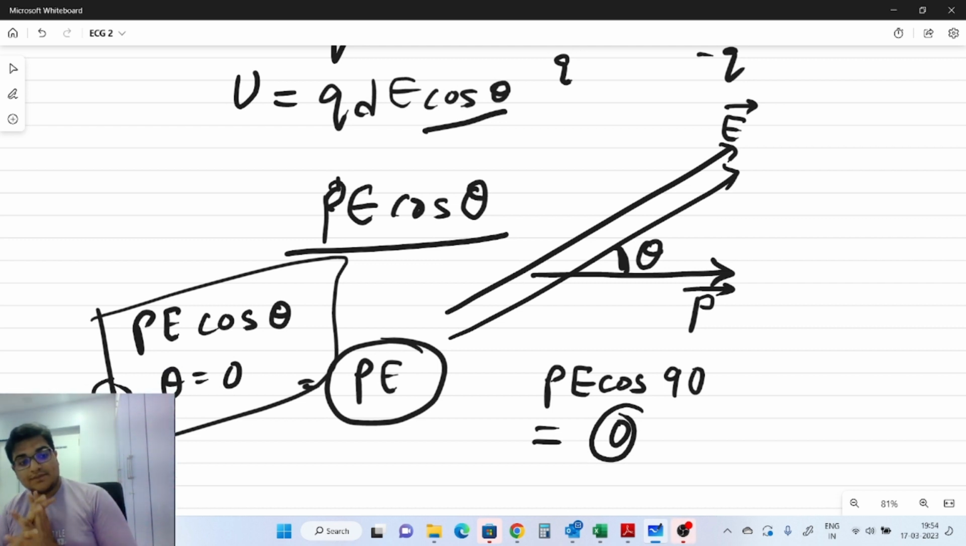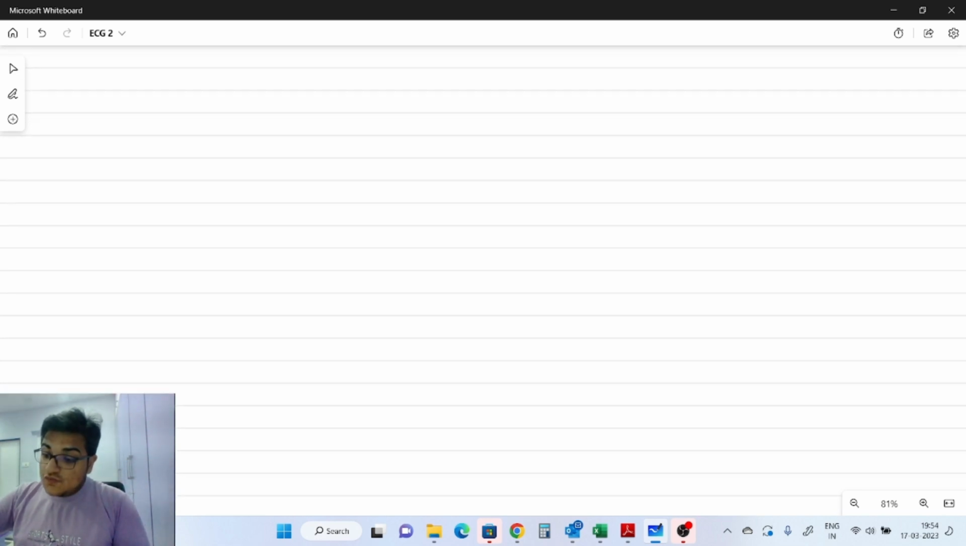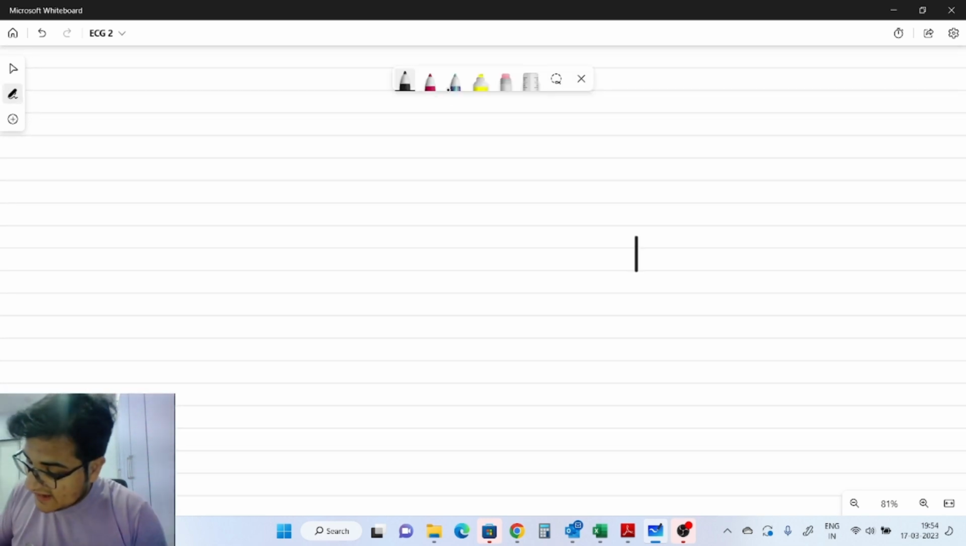So if theta is 0, cos 0 is 1, and P into 1 will give you P. And when theta is 90 degrees, cos 90 is 0, so your potential energy will be 0. This is the concept that we will require for our further understanding. Now, very important. Please highlight this point.